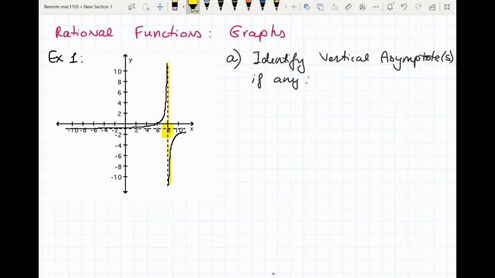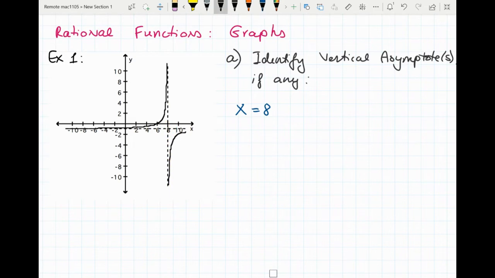Remember, every single vertical asymptote is a vertical line, and the equation of every single vertical line is x equals some number. So let's go ahead and write it down. So we have one vertical asymptote. It is at x equals 8 in this case. Again, it's right here where x equals 8, and the entire equation of the line of a vertical asymptote is x equals something. In this case, x equals 8.